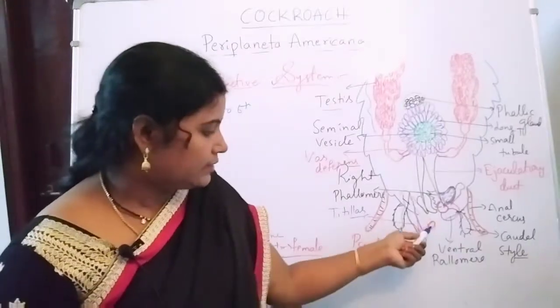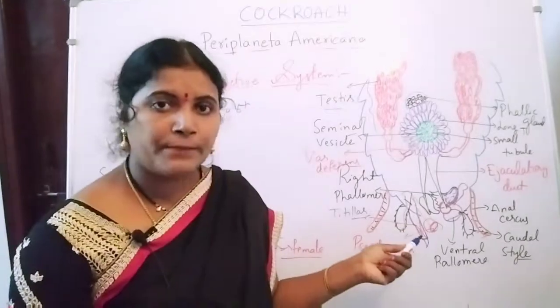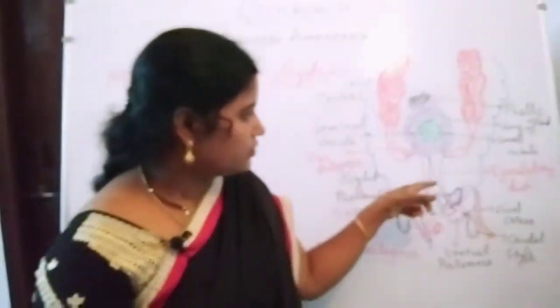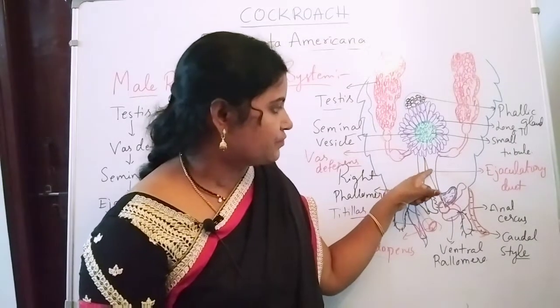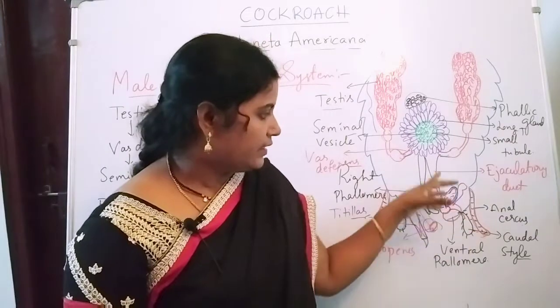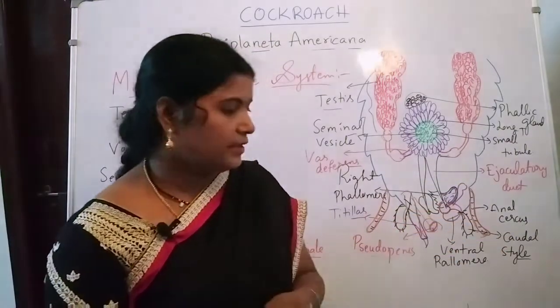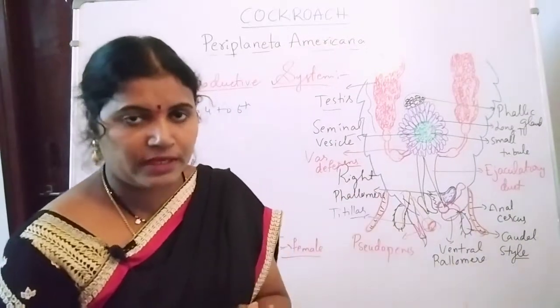Next, it also contains the pseudopenis structure. This is the pseudopenis portion, and the seminal vesicles are connected with the ejaculatory duct. The ejaculatory duct is then connected with the anal cerci. So these are the parts in the male reproductive system.